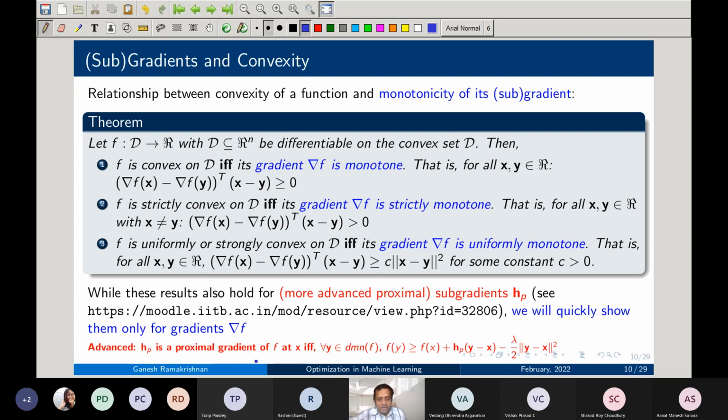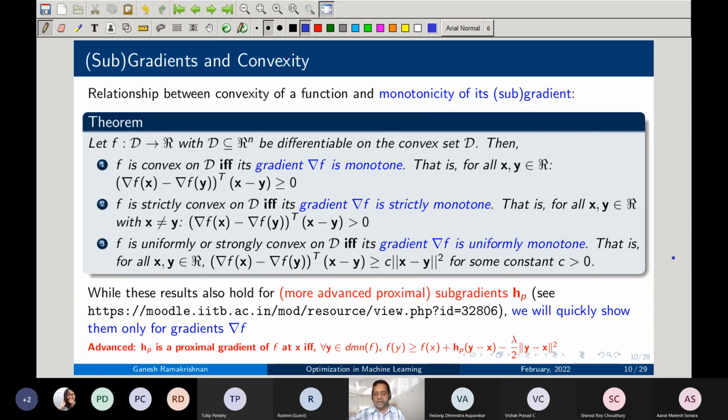HP is called a proximal gradient of f if and only if for all y in the domain of f, f(y) is greater than or equal to f(x) plus this dot product h_p, y minus x, plus minus lambda by 2 norm of y minus x squared. So there's a notion of proximal gradient as well. Let's not get into that. All that I marked in red is advanced, but the part in blue is fairly intuitive.